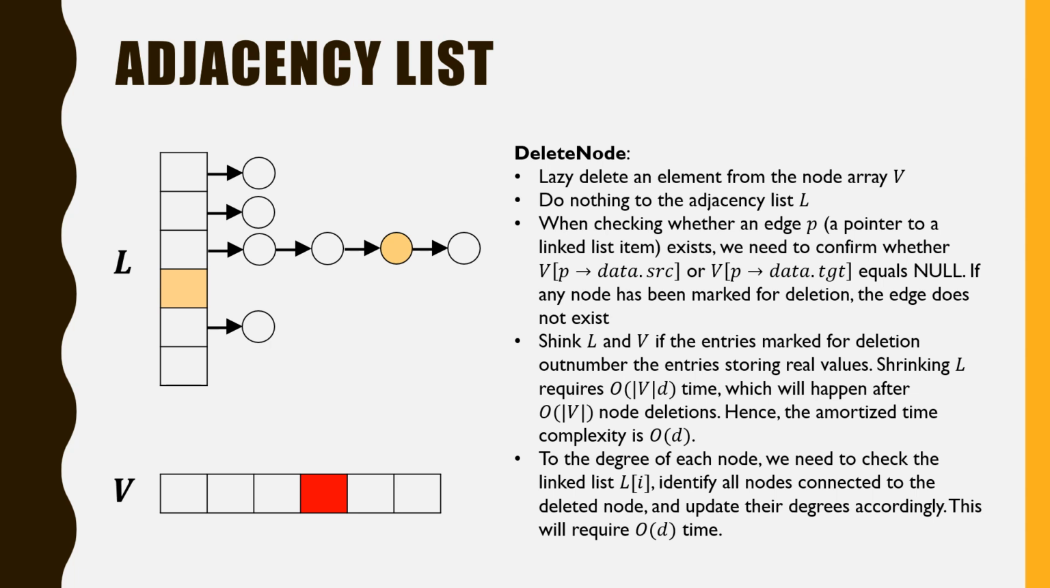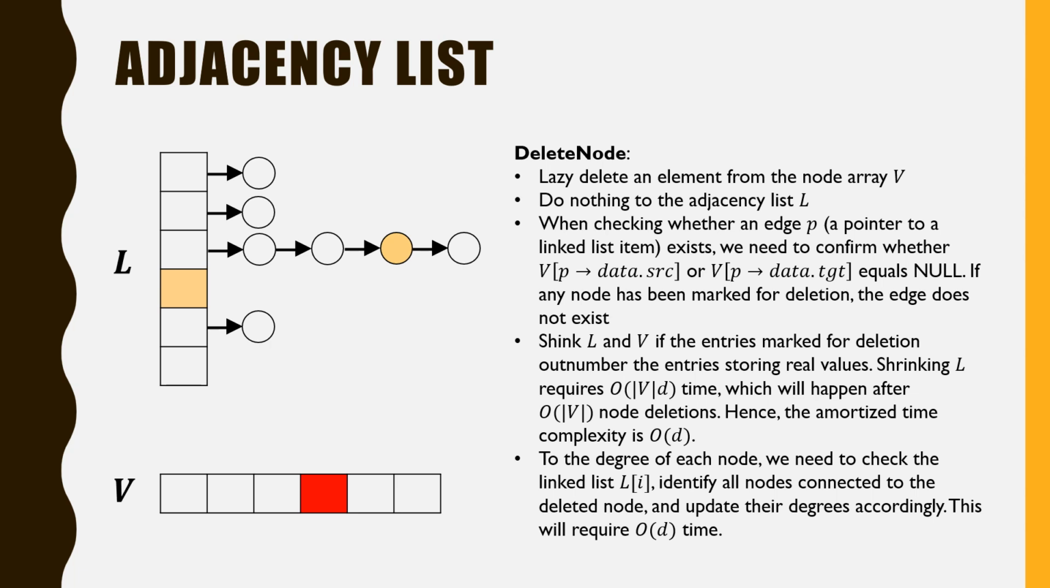To avoid additional overhead, we do not modify the adjacency list L immediately. Instead, we determine whether an edge exists by checking if its endpoints exist in V. For example, when visiting a linked list item pointed by p, we check whether V[p.data.source] or V[p.data.target] is null. If either is null, then p refers to an edge that has already been deleted.